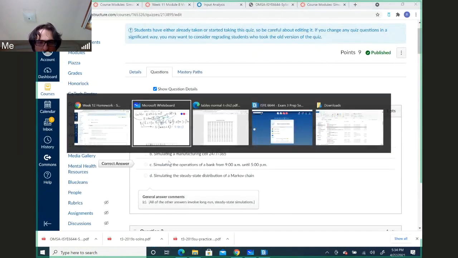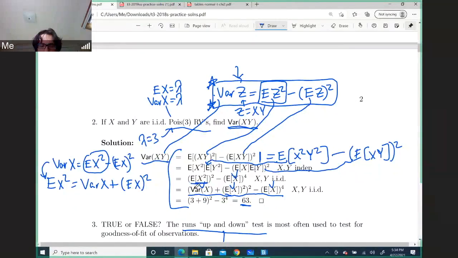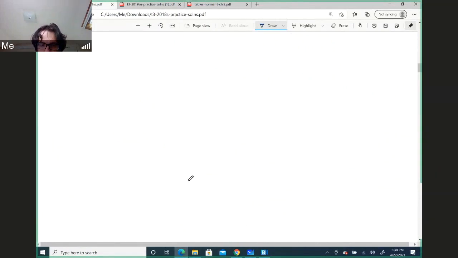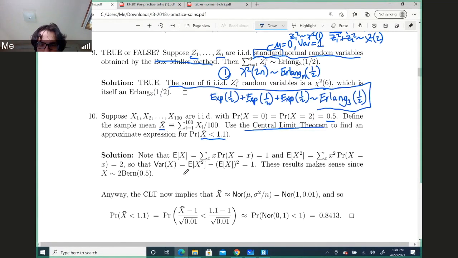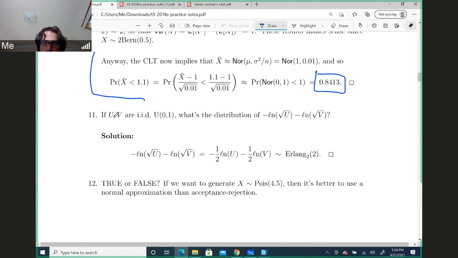And oops, let me go back to the exam. Scrolling down. And here we are. So here we have 0.8413. Yeah, so they kind of did a lot of steps here at once, but they did the exact same thing I did. So cool. All right, so moving on.